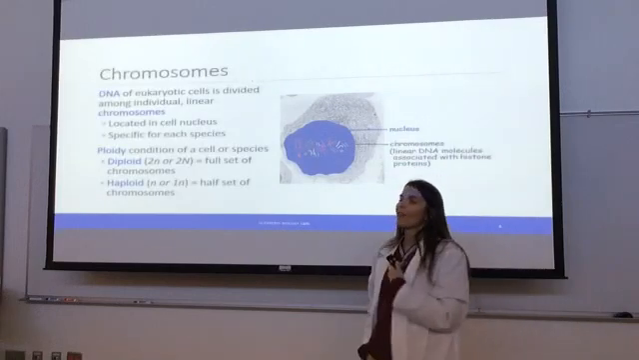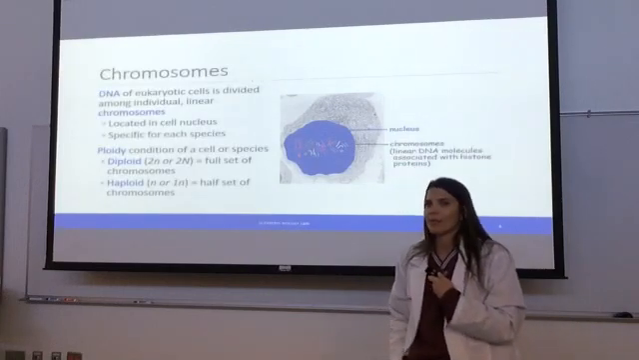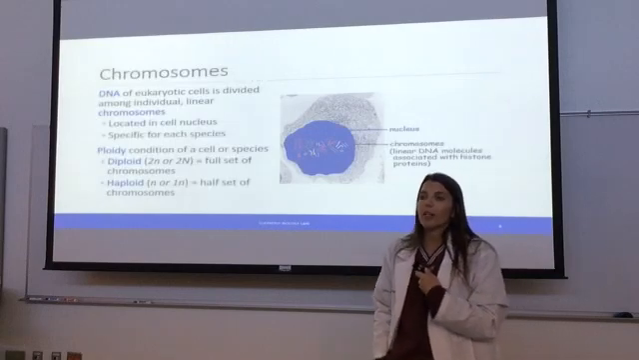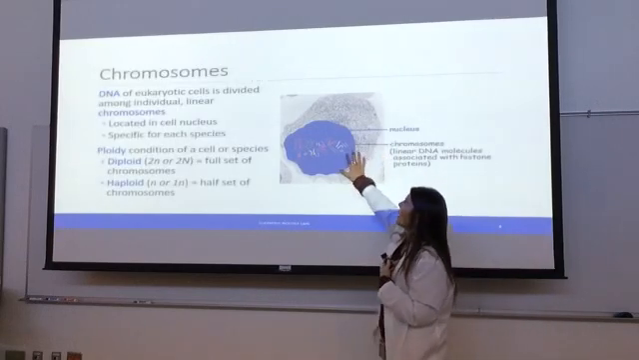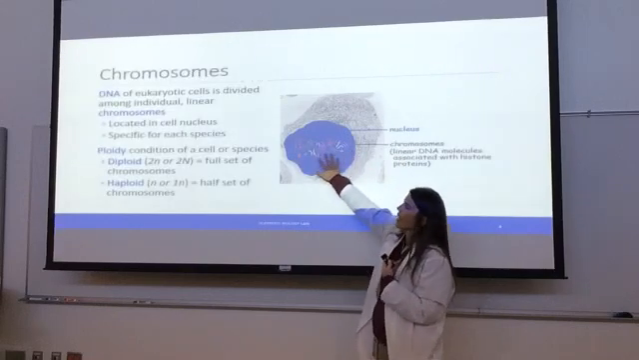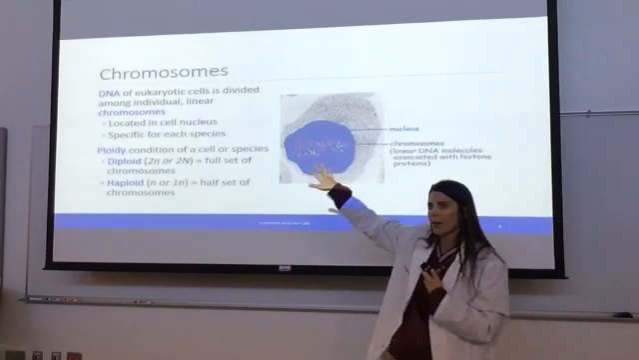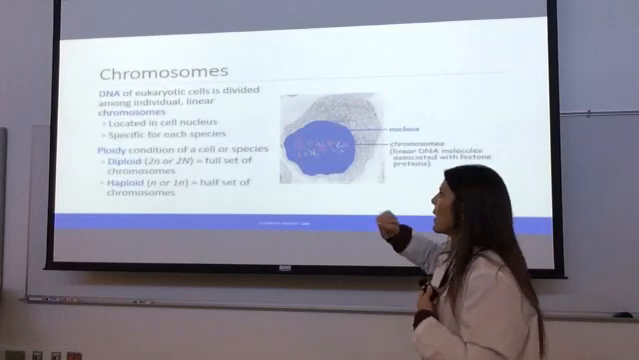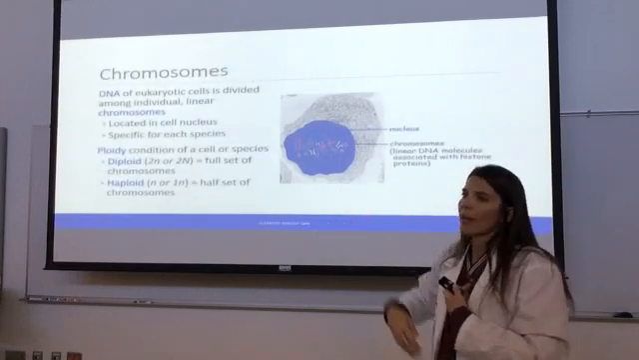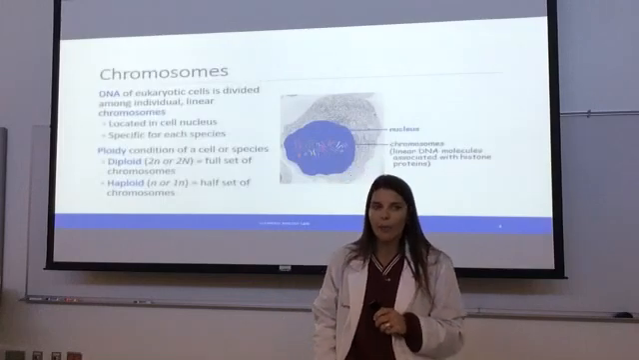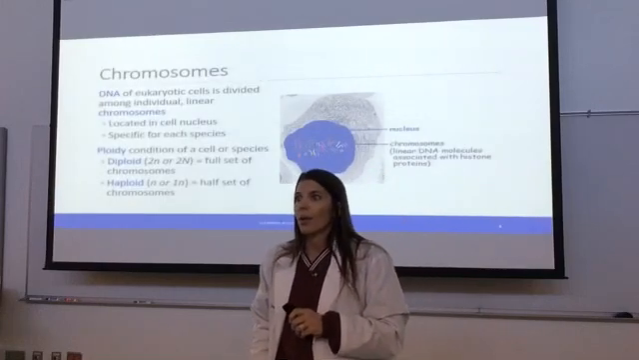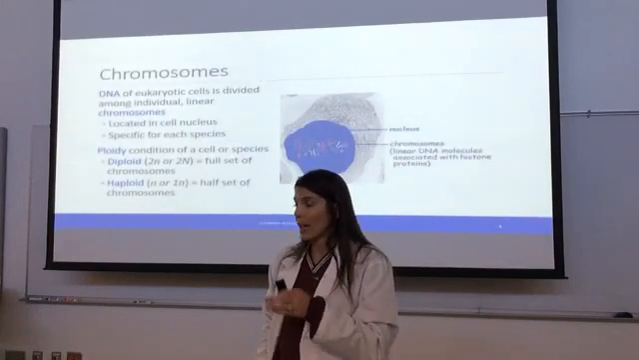Where will we find our linear chromosomes? In a nucleus, because we're a eukaryotic cell. So I have this cell here, and I highlighted this big nucleus, and you can see the different chromosomes in there. Now, the terms diploid and haploid: do you know how many sets of chromosomes you have? We have 23 pairs. That is correct.